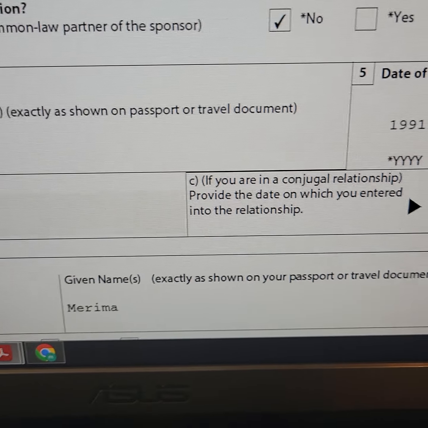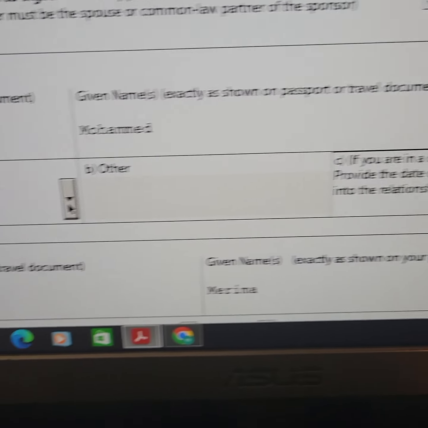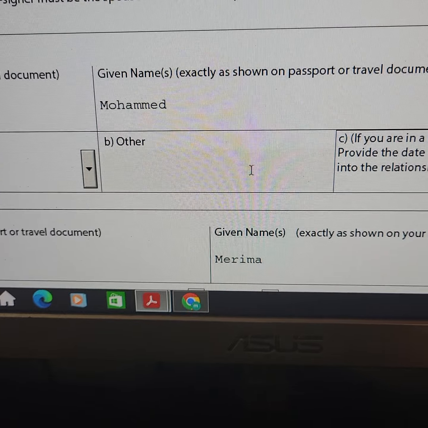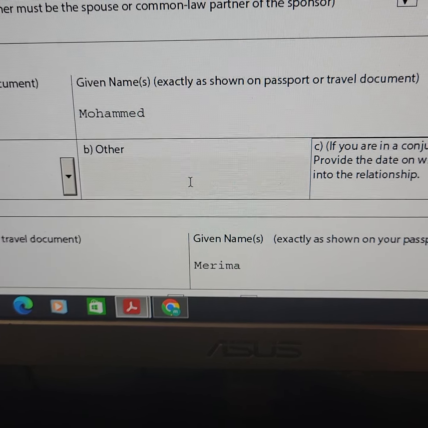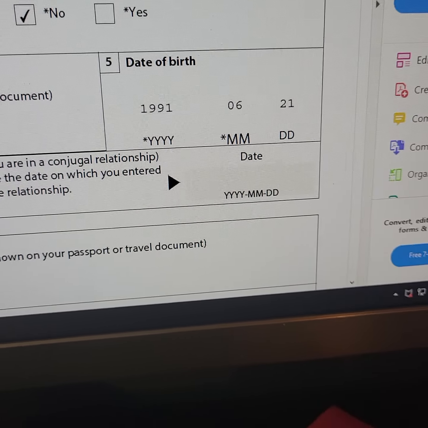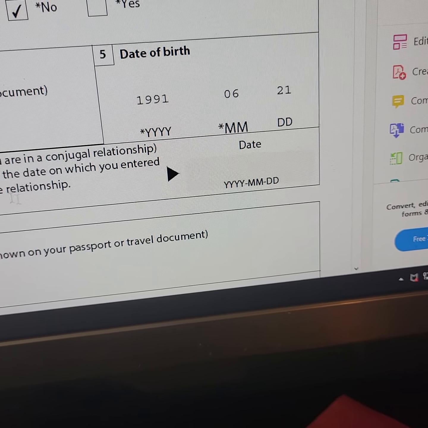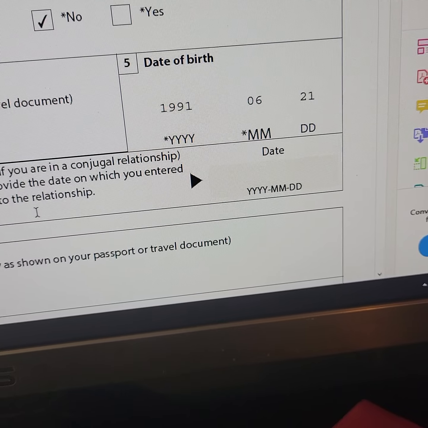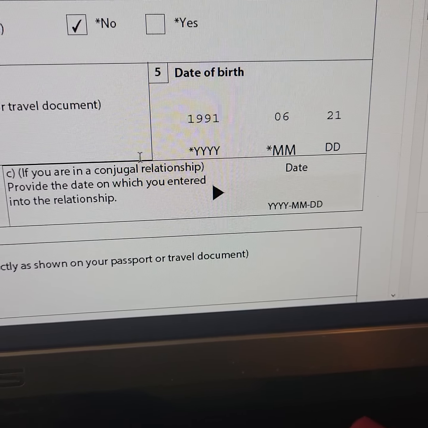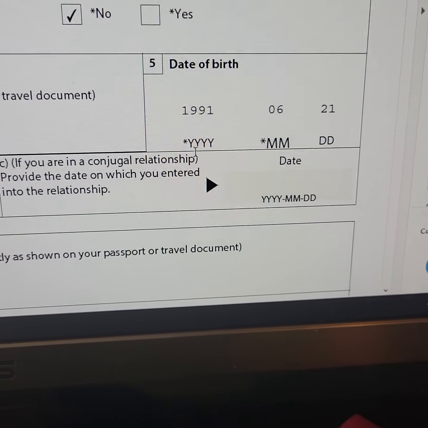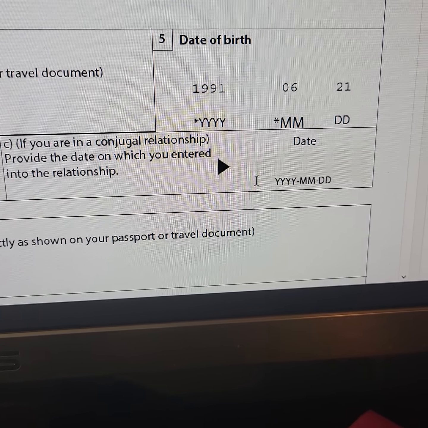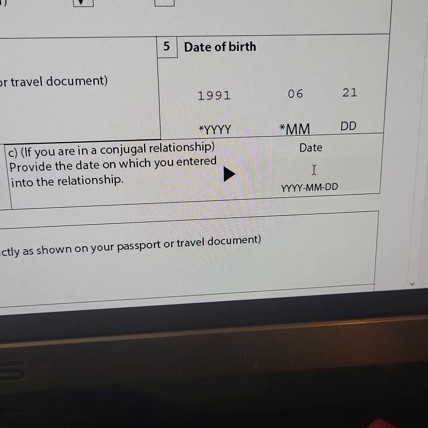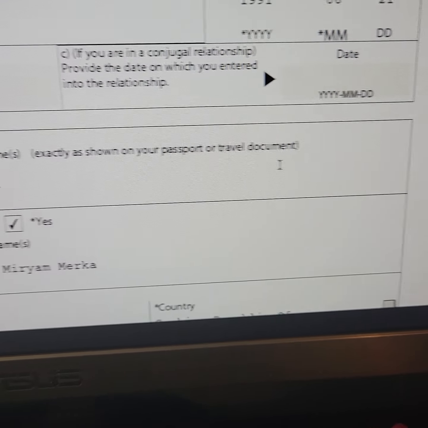Okay. Moving forward, and anything that you click here, if this part of the form becomes gray, that means that you don't have to fill it out. So moving forward, if you're in a conjugal relationship, provide the date on which you entered into the relationship. So obviously here you would put the day that you were in a conjugal relationship, which you're not. You are married, right? So you don't put nothing there.